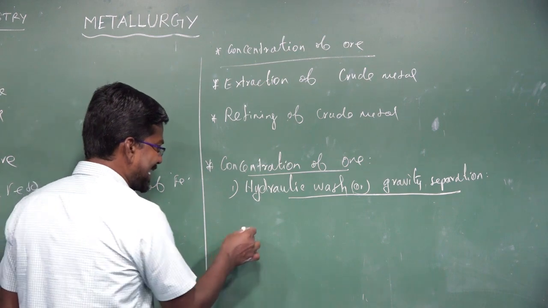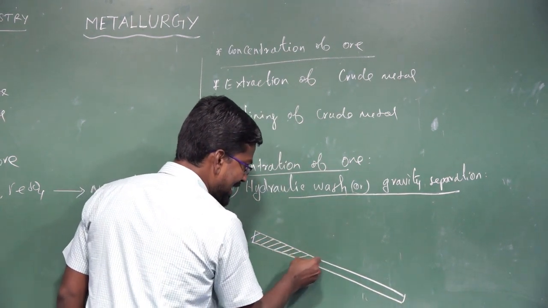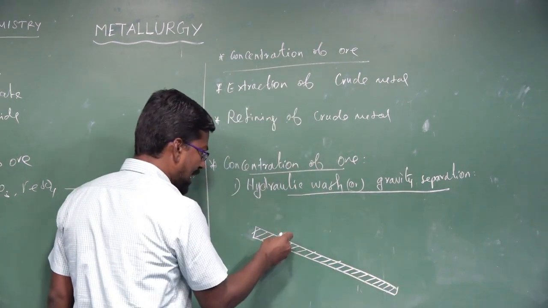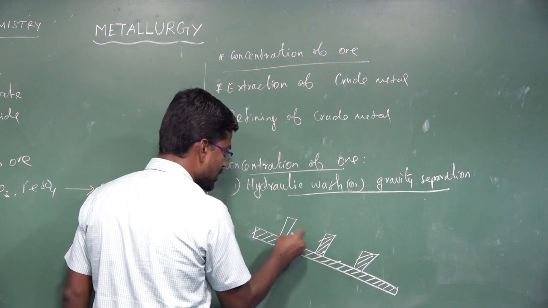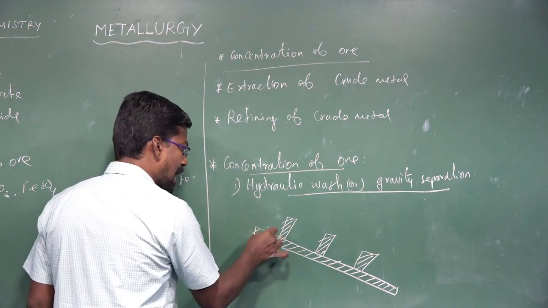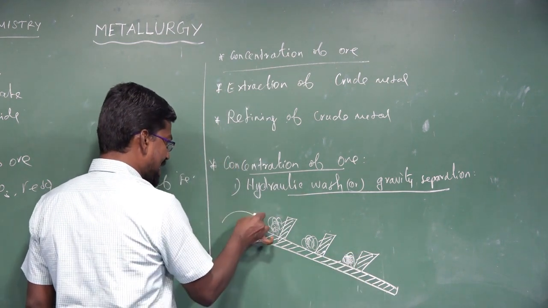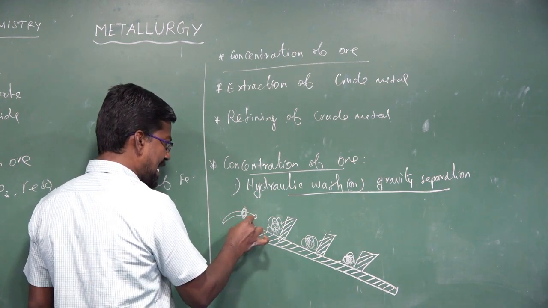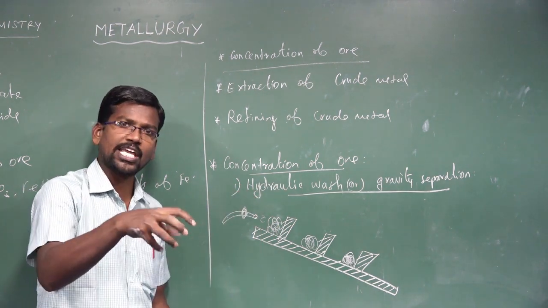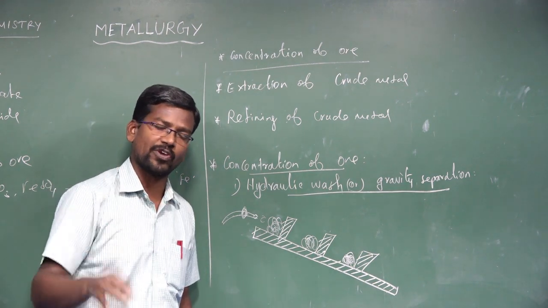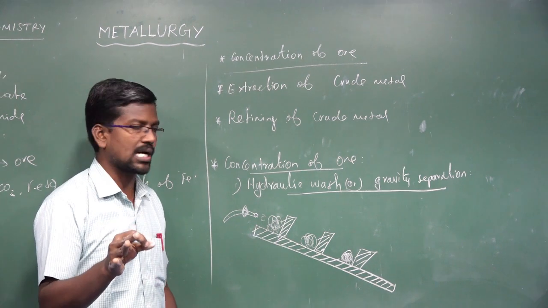For example, take an inclined slope, an inclined stand, which contains a number of grooves. The crushed concentrated ore is placed on the grooves, and a current of running tap water is passed over the concentrated ore particles. The lighter impurity particles are washed away, and only the heavier ore particles settle on the grooves. This is called the hydraulic wash or gravity separation method.